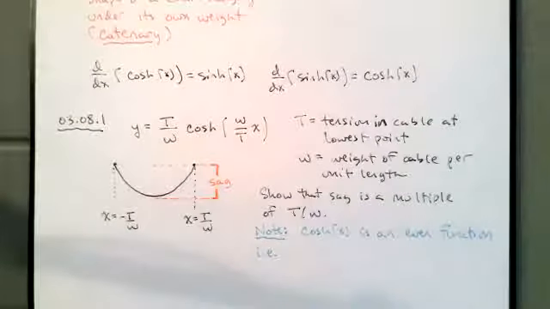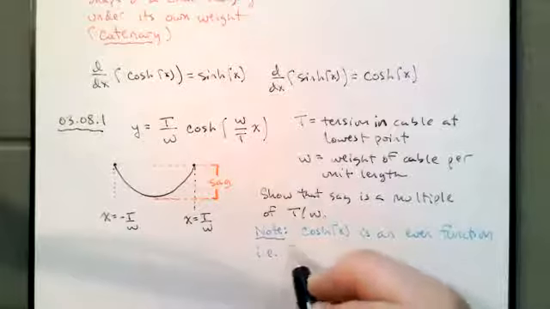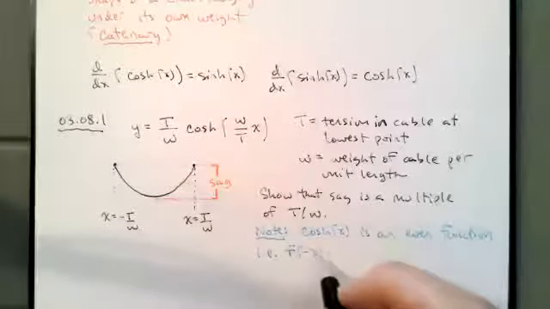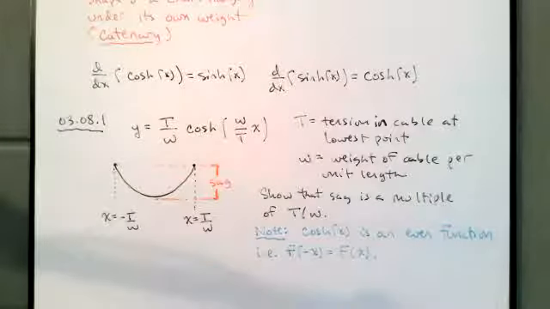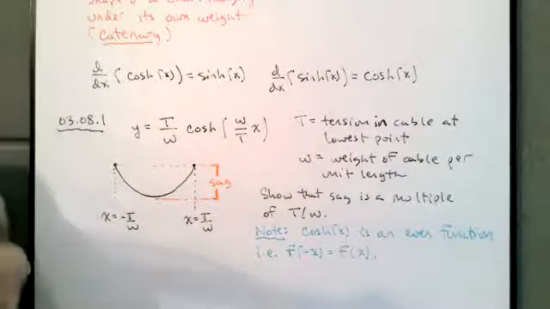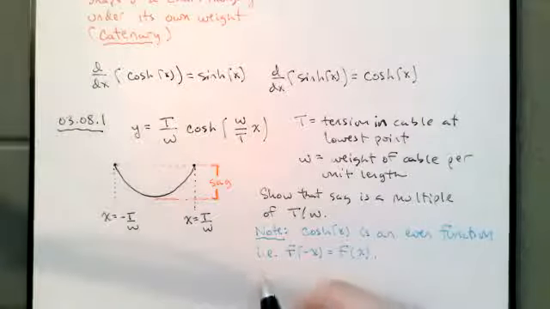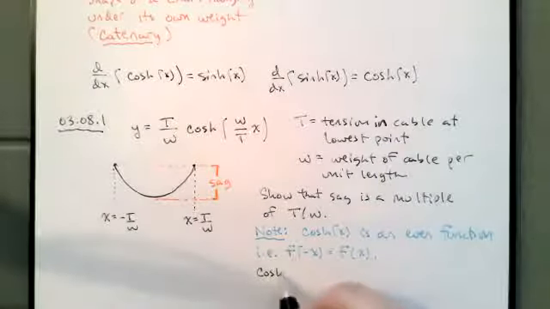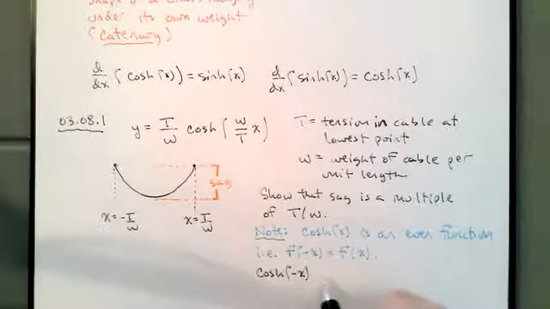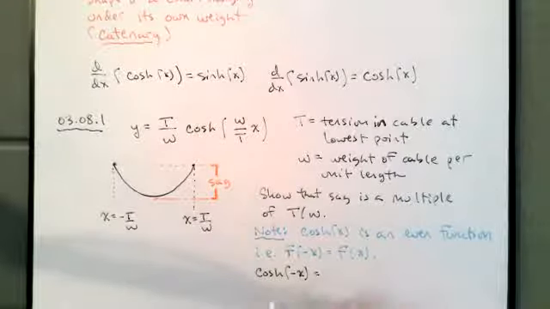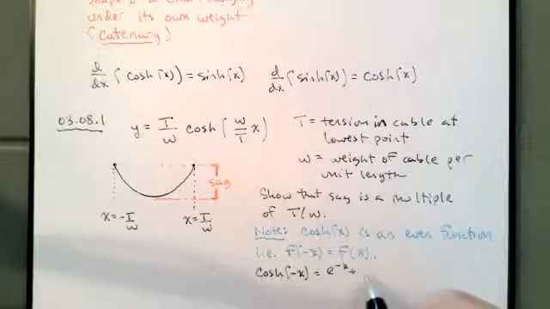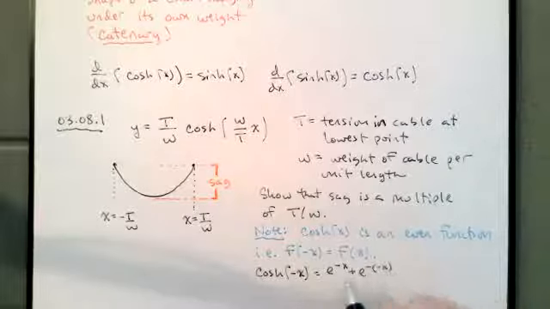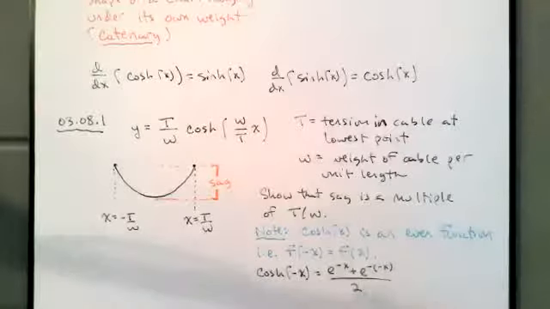Hyperbolic cosine is an even function. f of negative x is equal to f of x. We could demonstrate this by looking at e to the negative x. So hyperbolic cosine of negative x will be e to the negative x plus e to the x, over 2. And notice that the two negatives in this second term cancel out.